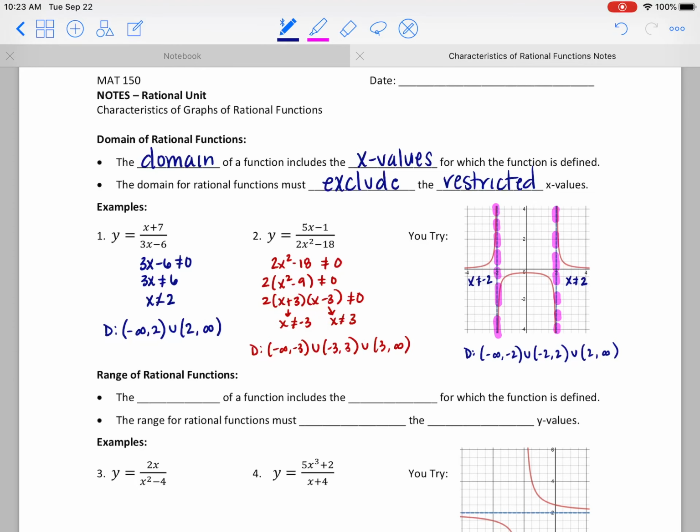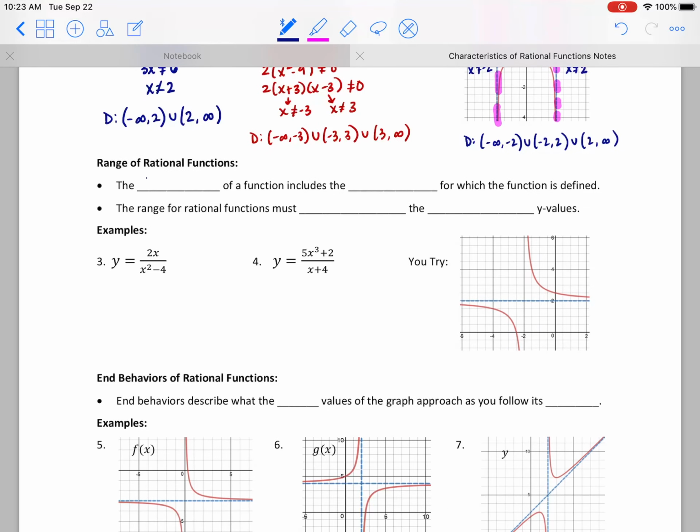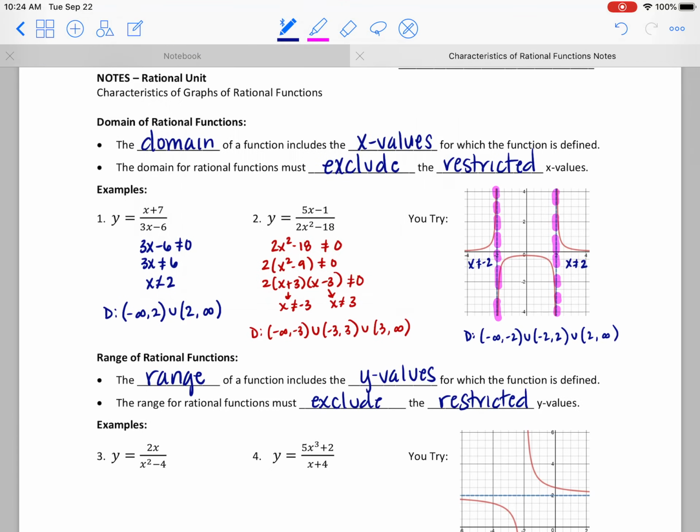And it's similar for range. Range is all the y values for which our function is defined. And so if we have a restriction for y, then that has to be excluded from the range. So the range is the y values. And the range for rational functions, again, has to exclude any y values that are restricted. The restricted y values.